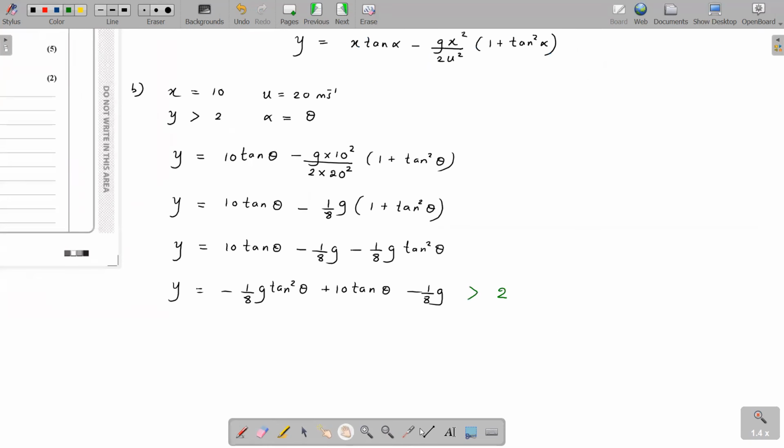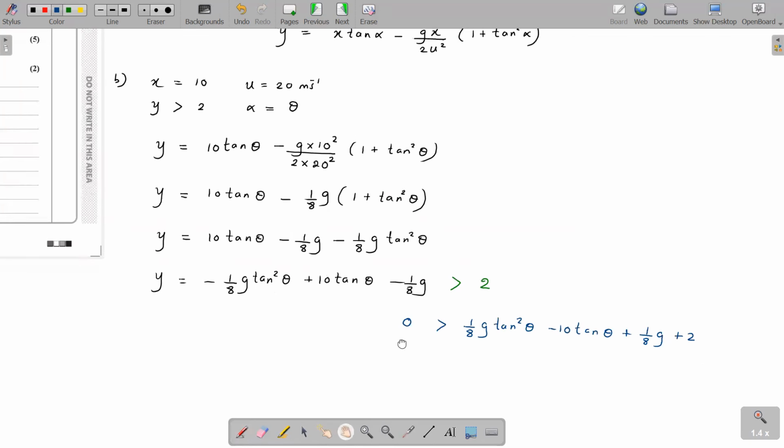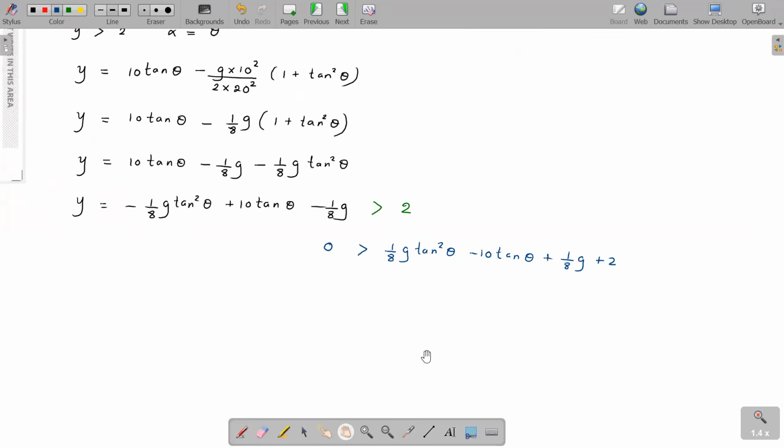Okay, so now this is a quadratic equation. Basically, you can see tan square is like the x square, tan is like the x. So shall I take everything to the side and keep the x square term positive? Then I'll put 0 here and take this here: 1 over 8g tan square theta, plus 10 becomes minus 10 tan theta, minus 1 over 8g becomes plus 1 over 8g, and there's a plus 2. Don't forget this plus 2. Now this is a quadratic equation. Type ABC in the calculator and get the two values.